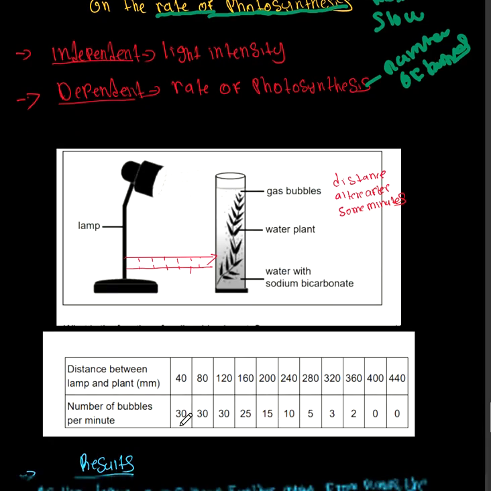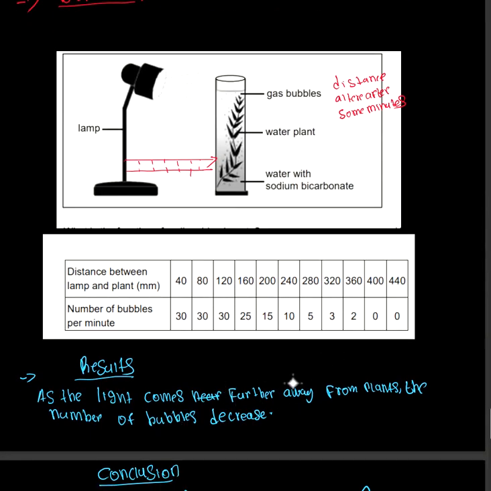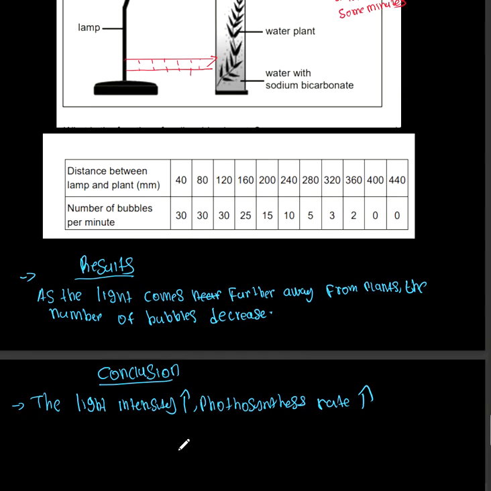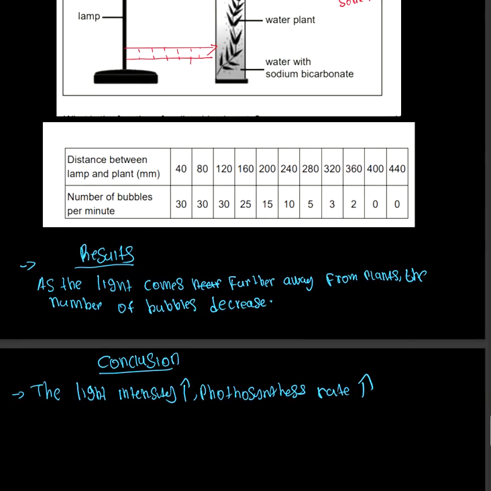So let's look at our results. As the light comes further away from the plants, the number of the bubbles decreases, which means the rate of the photosynthesis is also decreased as you move away. So as the light intensity increases, the photosynthesis rate will also increase. As the light intensity decreases, the photosynthesis rate will be slow. We measure the rate of photosynthesis by measuring the number of the bubbles.